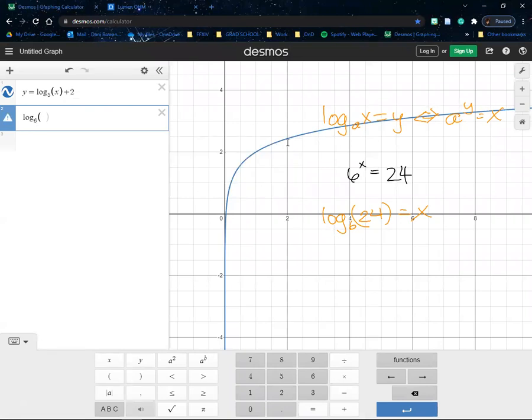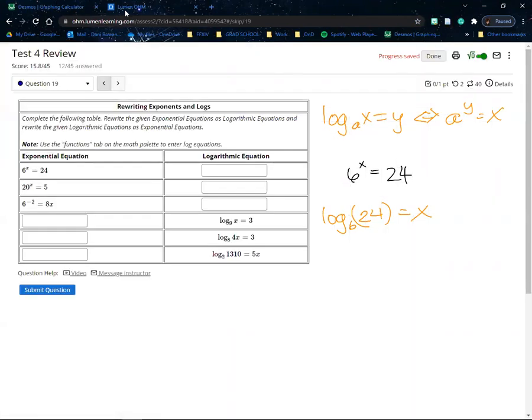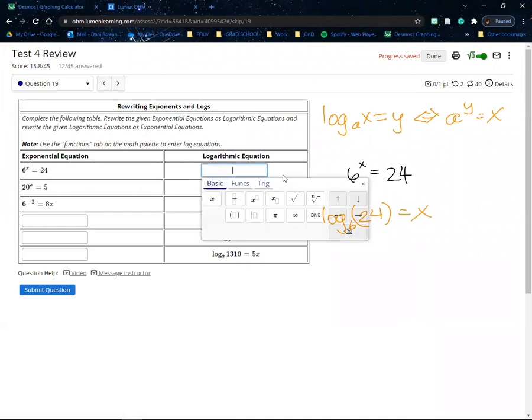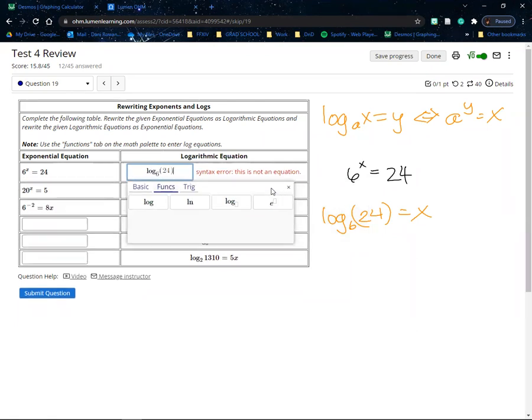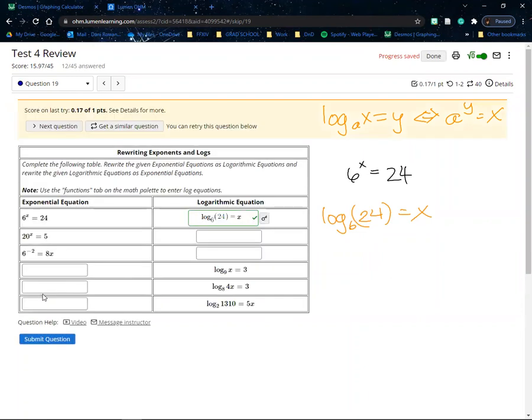6 of 24, which is 1.77. And this one literally just wants you to rewrite it as a log equation. So what we wrote: log base 6 of 24 equals x. So this is literally just using the golden ticket to rewrite stuff.